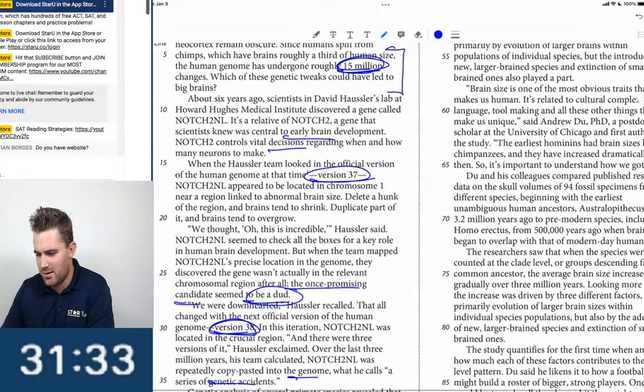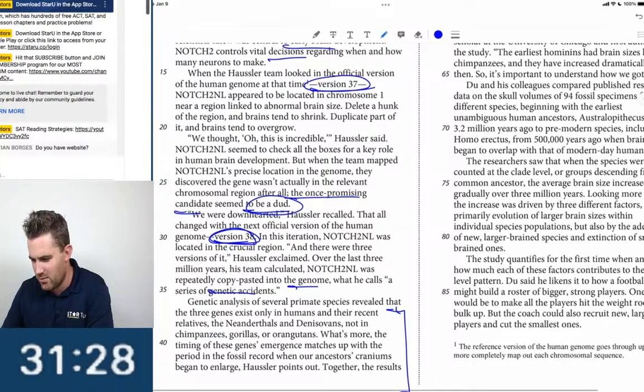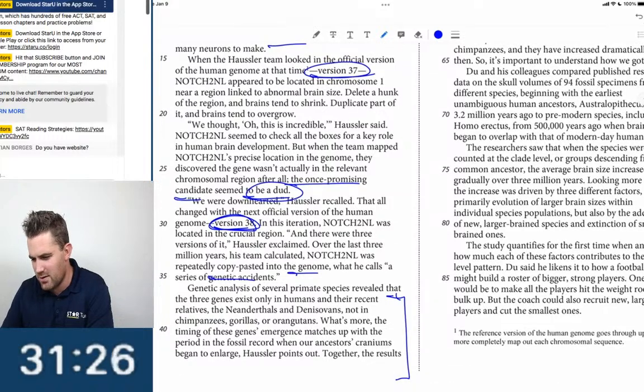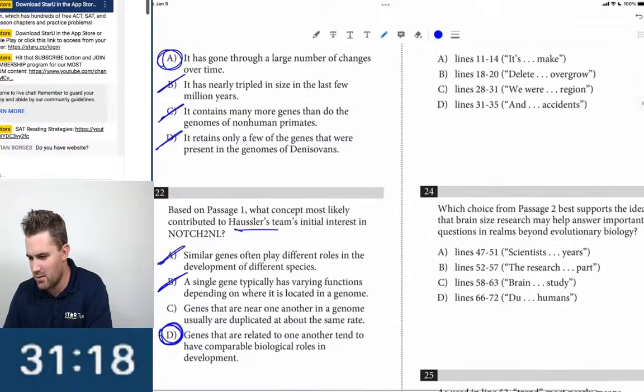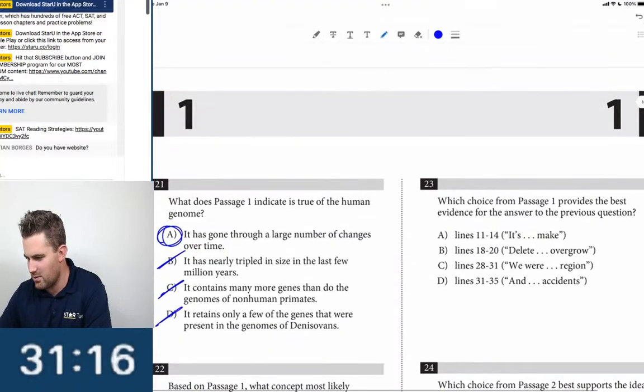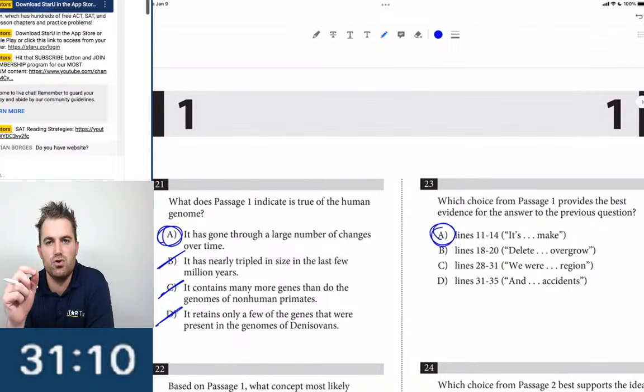Does everybody remember that? Am I crazy? Does everybody remember when they talked about it? And I didn't even know, right? But they said located. That scientists knew was central. Does everybody remember that, guys? Like right here, controls vital decisions. Is that one of the line numbers? Yeah, so right there. This is a great example, guys. I went back and I tried to answer number 22 before answering 23. Okay, again, thumbs up. That's a really helpful hint for all of you.